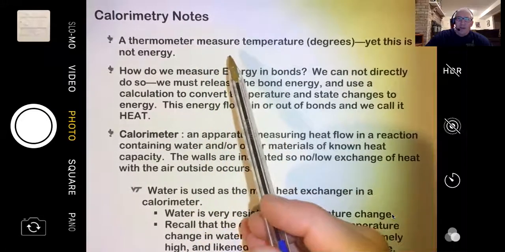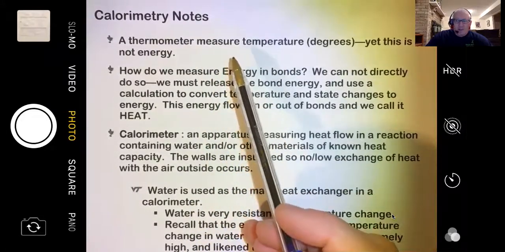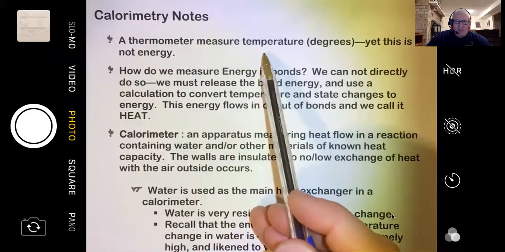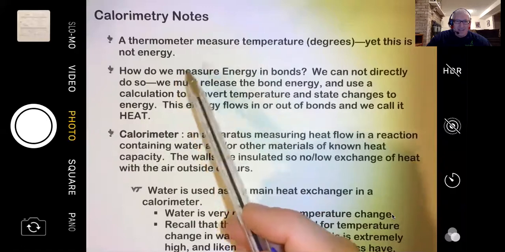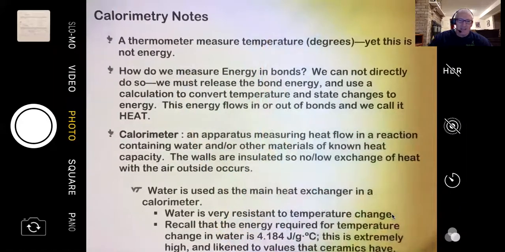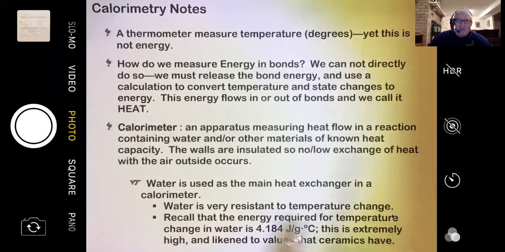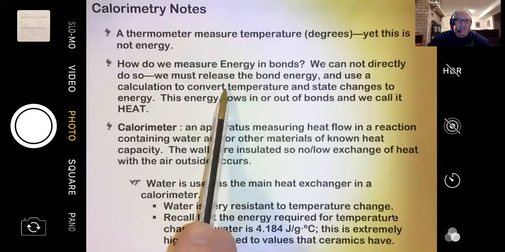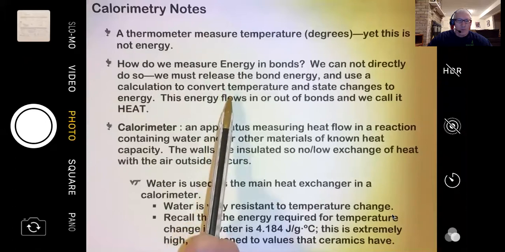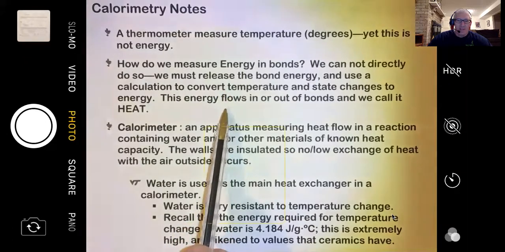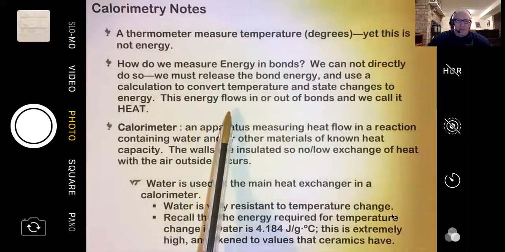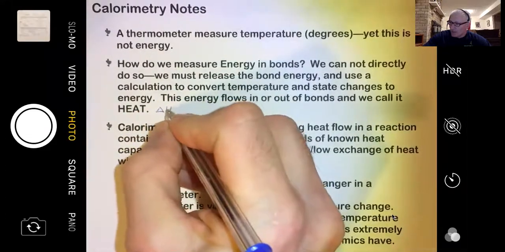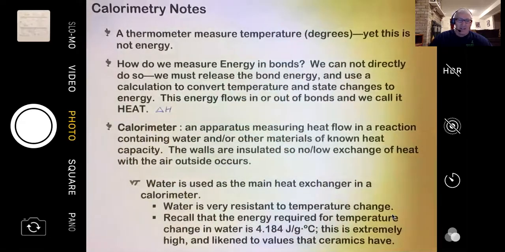Now, we have to find a way to measure heat, and we do know thermometers measure temperature, but temperature is not heat, all right? So we need to make a connection between those things today. So how do we measure the energy in bonds? We look at how much energy is released, or absorbed, and we do some calculations. And that's what we do in order to calculate this heat, this delta H term that we were looking at in those problems a day or two ago.